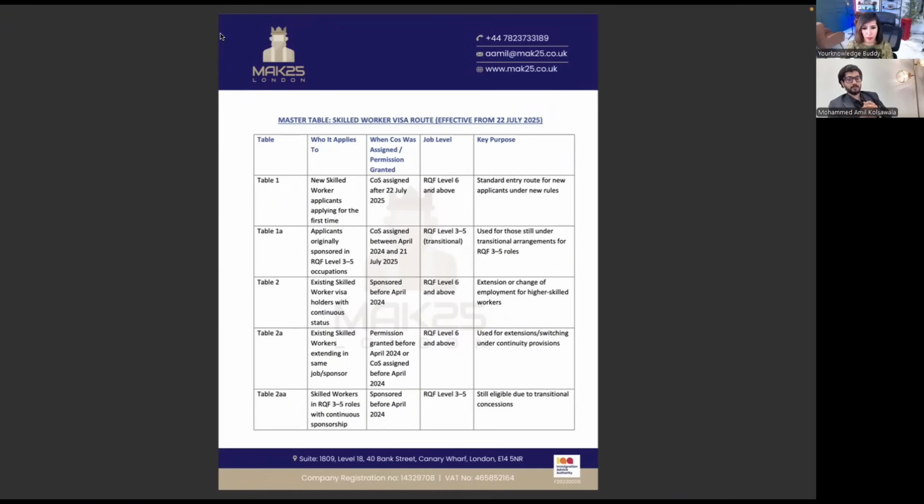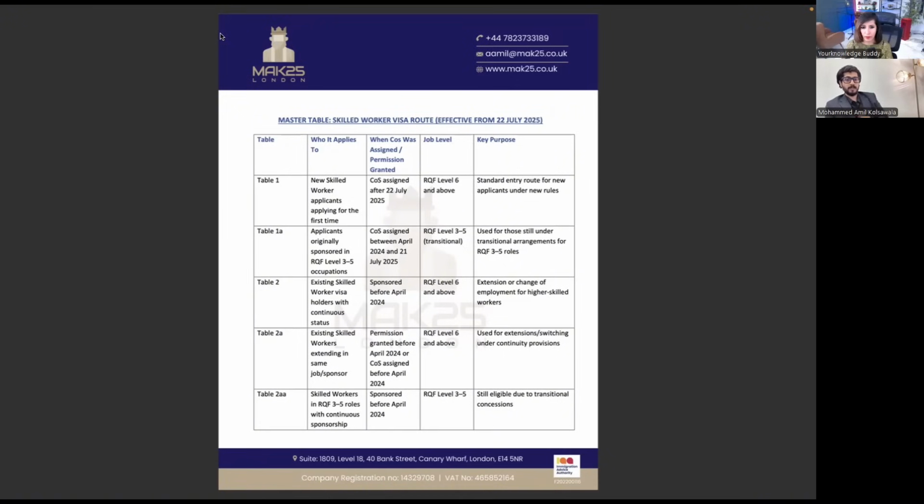Very interesting. So table 2 is for the people who are already on a skilled worker visa and who have continuous status before April 2024. So we have got two lots over here, pre-April 2024 and pre-July 2025. But table 2 specifically focuses on people who have already got the visa before anything changed drastically. And it has got only RQF level 6 jobs. For example, software engineers, testers, network engineers, most of the IT people, managerial roles like marketing, HR, and all those sorts of things.